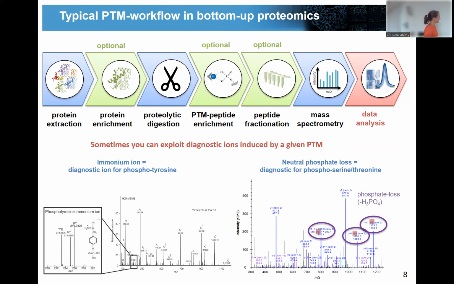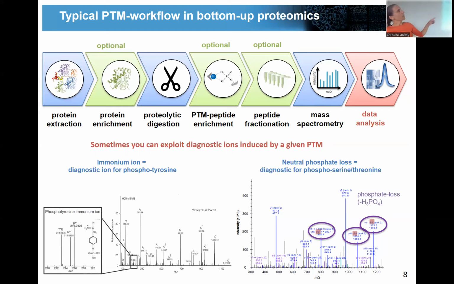So one example is phosphotyrosine. If you have a phosphotyrosine in your peptide, you will get such an ammonium ion here at the beginning of the spectrum very often. And if you see such a specific mass, such an ammonium ion, you can be very certain that there is a phosphorylated tyrosine in that peptide.